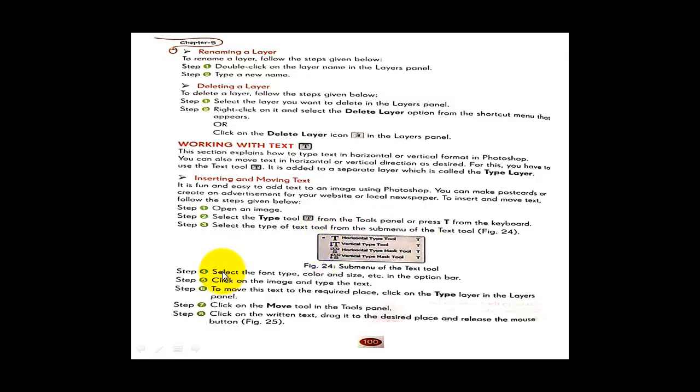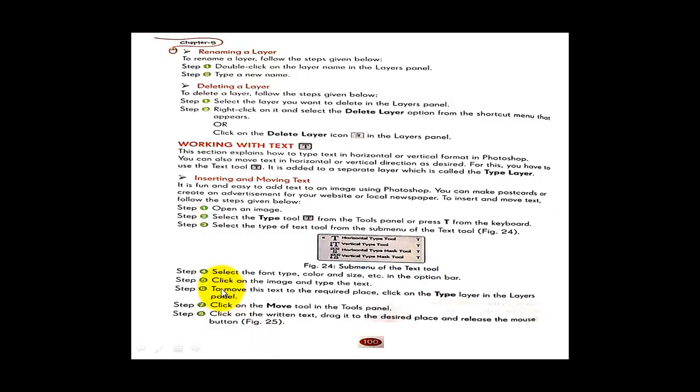Now after that, you have to select the font type, color and size. You can change the font type, font color and font size. Font size means to make it bigger or smaller, the size of the text. Color means the color of the text, any color you can put. Font type means any font type you can take, like Calibri, Times New Roman, Algerian. There are many font types. You can use any font type which you want, and color and size also, in the option bar.